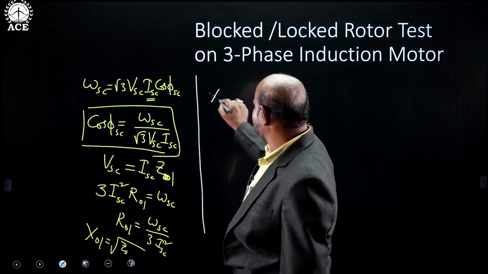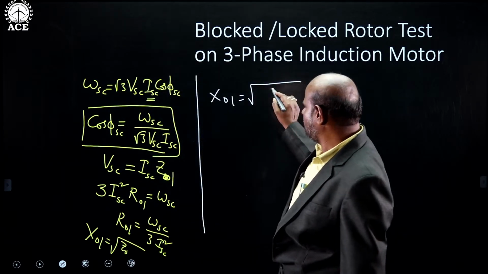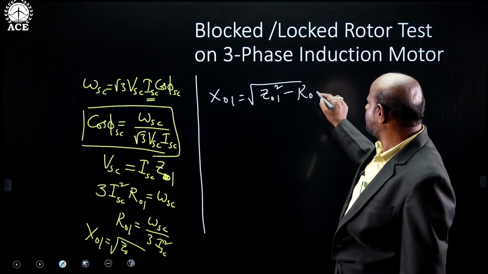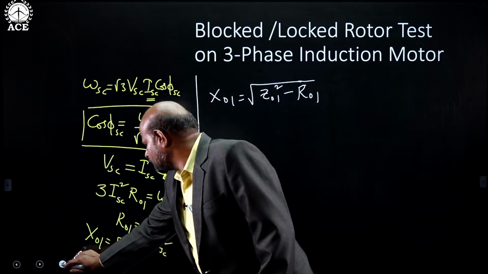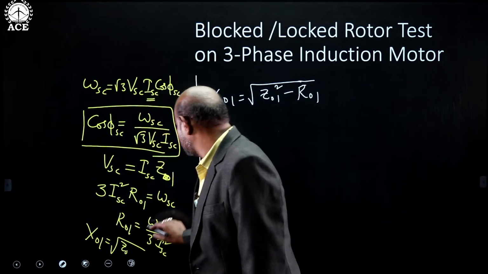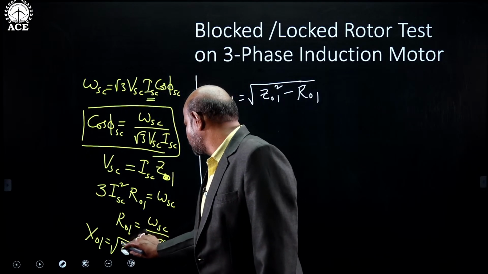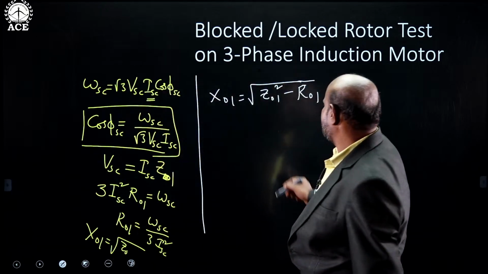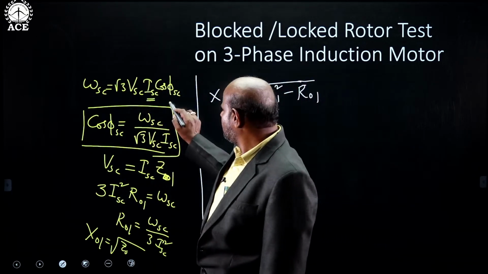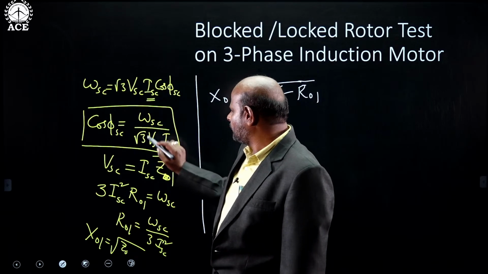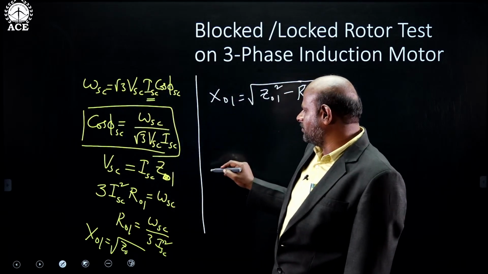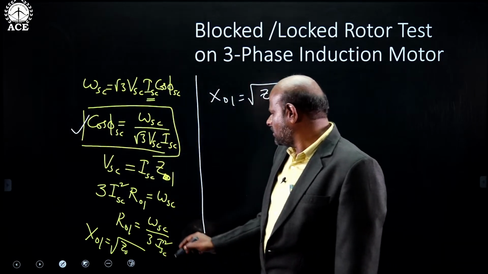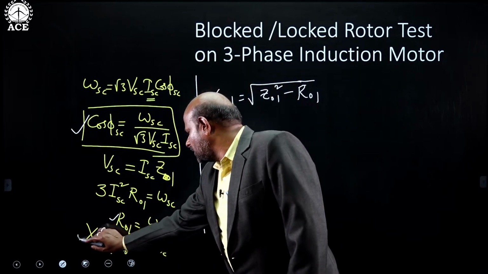So we can write here X01 is equal to square root of Z01 whole square minus R01 whole square. Right. So in this way we can find out no load parameters from no load test, and from the block rotor test we are going to find out the full load power factor and what is R01 and X01.